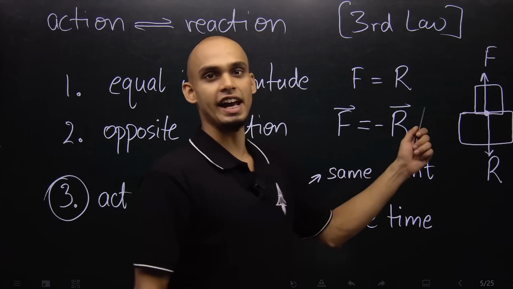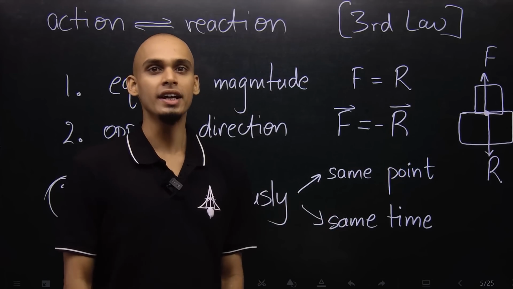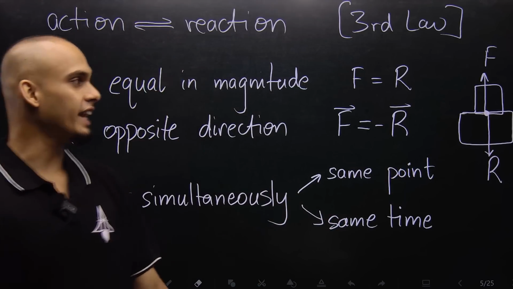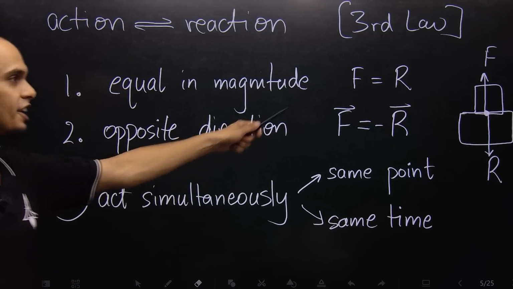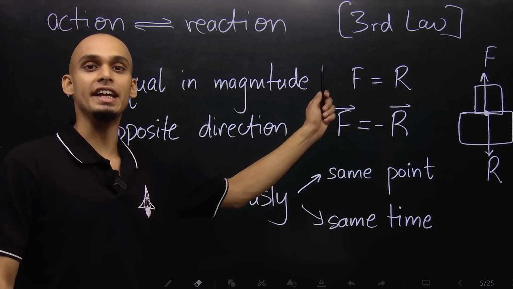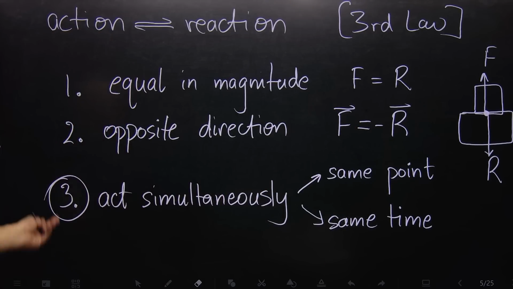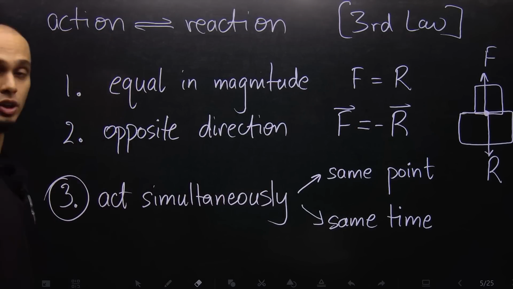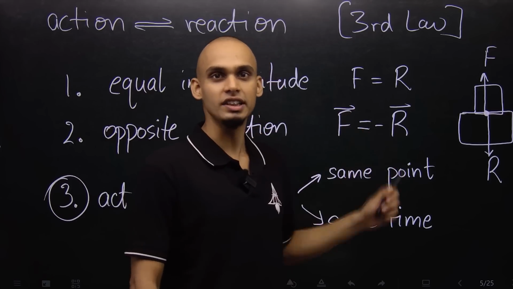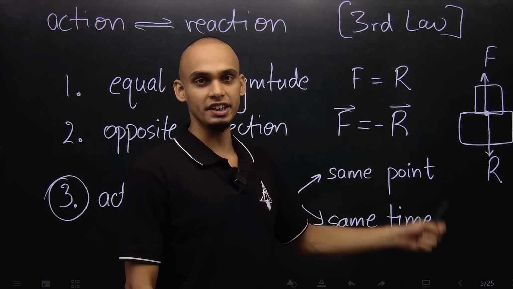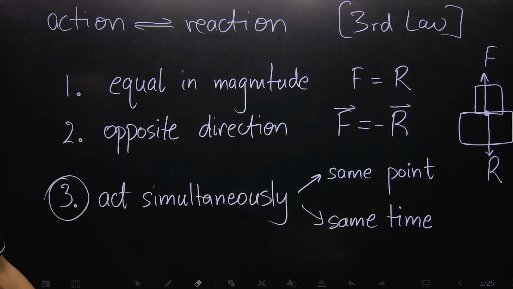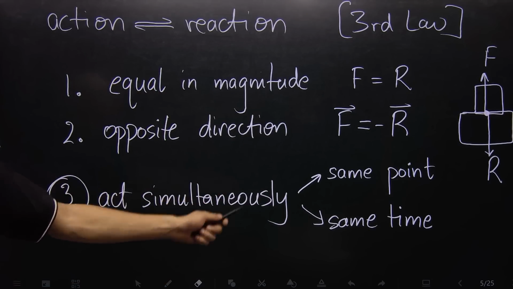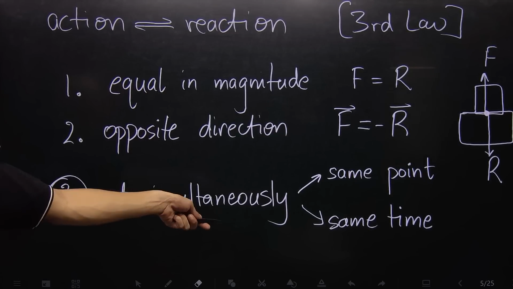So an action-reaction pair of forces is formed, and their properties are that they have to be equal in magnitude. So the magnitude of the action force that a body exerts should be equal to the magnitude of the reaction force that the other object will exert back on it. They are also opposite in direction. So if the action force is, for example, upwards, then the reaction force has to be vertically downwards. The third most important point is that they act simultaneously, that is at the same point, and they should act at the same time also.